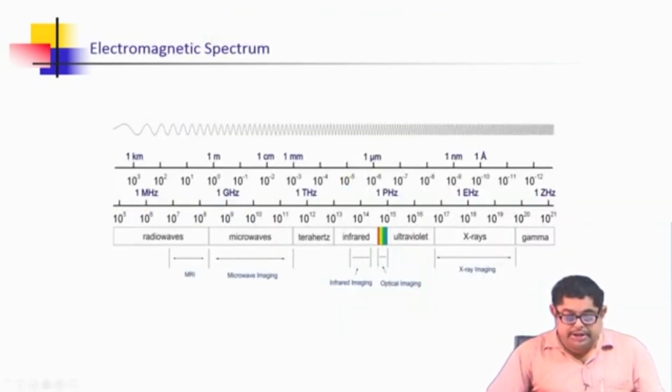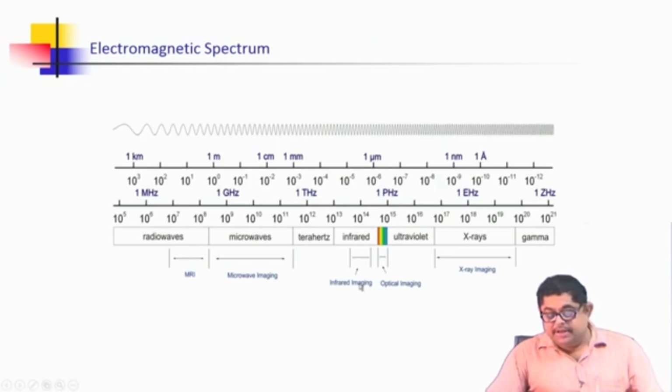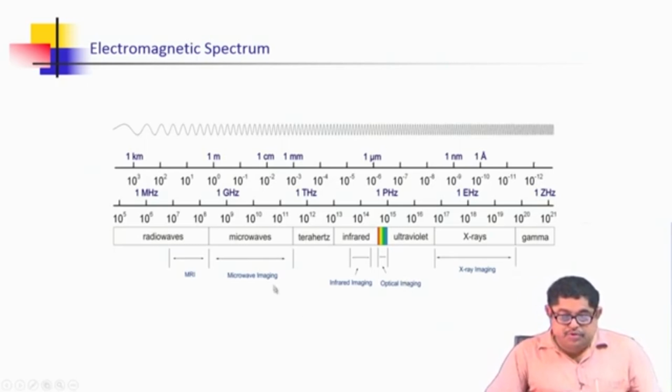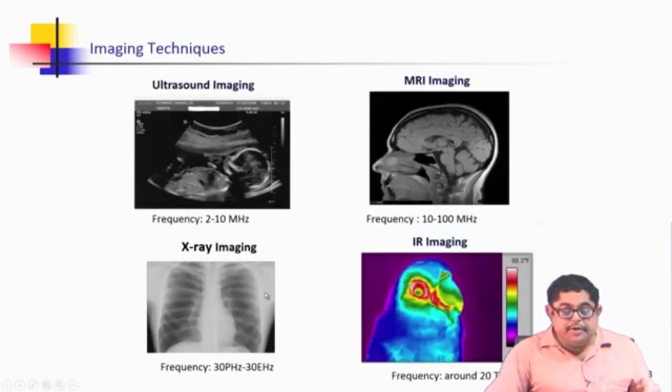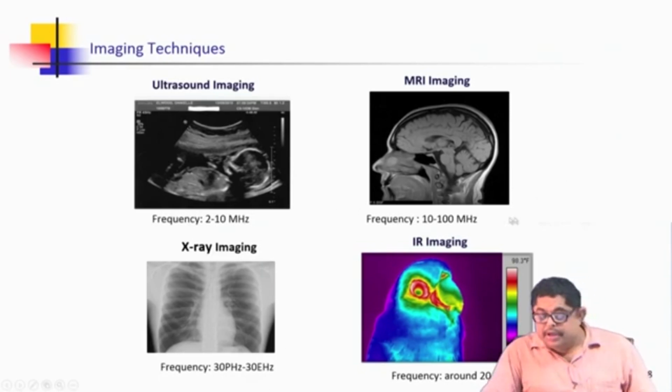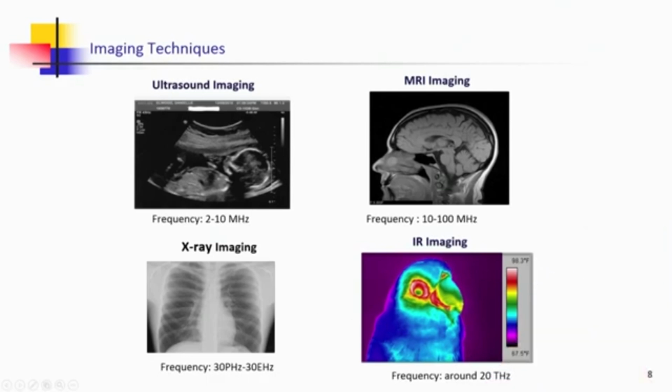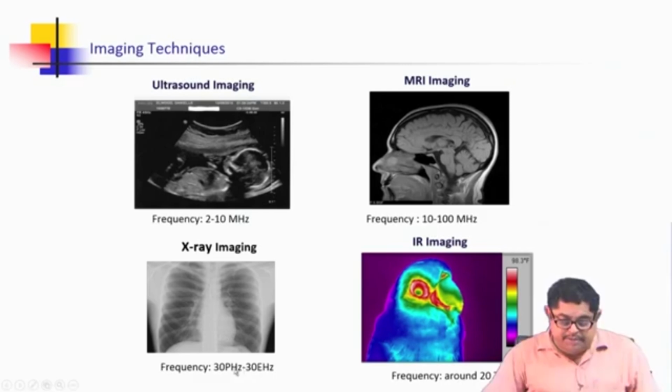Now, in the electromagnetic spectrum you see that for imaging there are various methods. One is MRI, another is microwave imaging, then you have heard of infrared imaging, optical imaging, and X-ray imaging. So where does microwave imaging stand? Ultrasound imaging has a frequency of 2 to 10 megahertz, a low frequency. If you go to 10 to 100 megahertz, you have MRI imaging, then you have microwave imaging. IR imaging frequency is around 20 terahertz, and for X-ray imaging you have 30 petahertz to 30 terahertz.